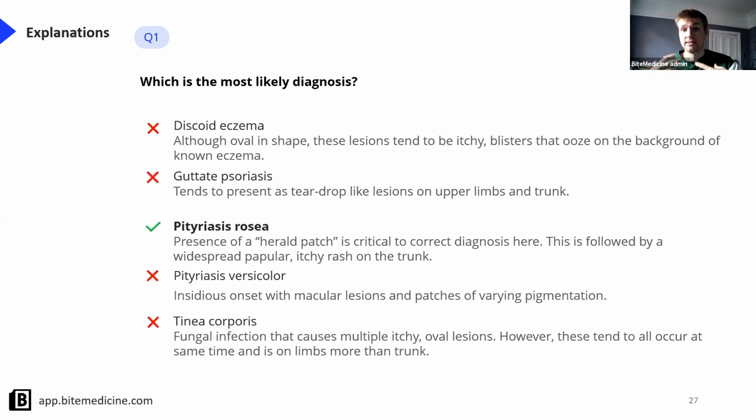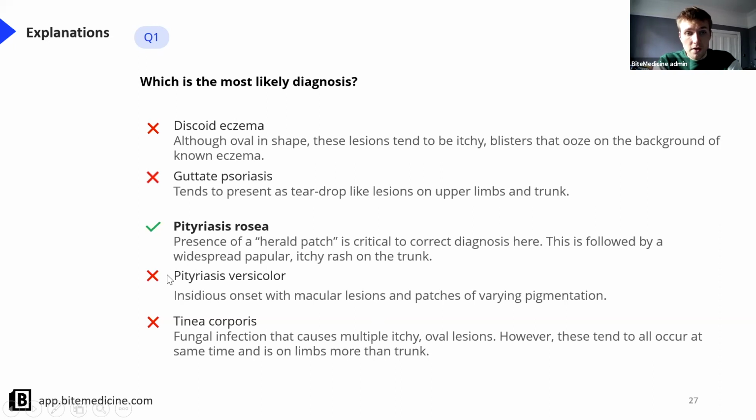Guttate psoriasis can sometimes be confused with Pityriasis rosea. What you expect to see is the same kind of truncal distribution, and potentially on the upper limbs. You get these, what they describe as teardrop-like lesions. They essentially look like mini psoriatic lesions. They can be confused with psoriasis. The distinction here is not only the papular itchy rash on the trunk, but the presence of a herald patch. So essentially, a single patch comes first with Pityriasis rosea, followed later by multiple more. It's actually quite a rare diagnosis, but you may see it.